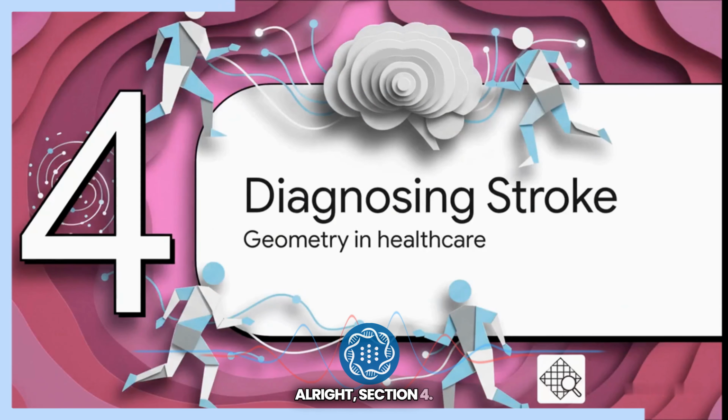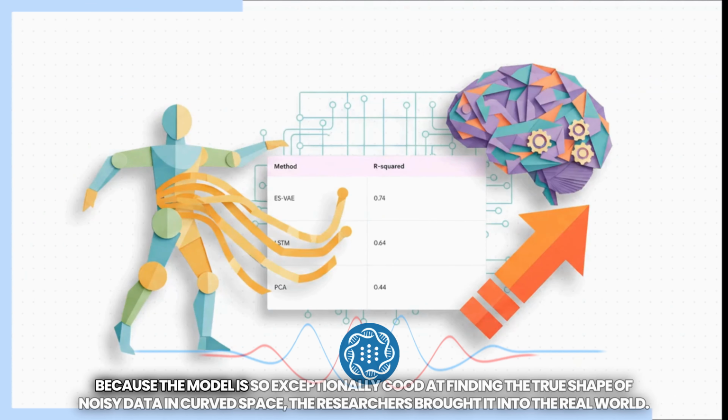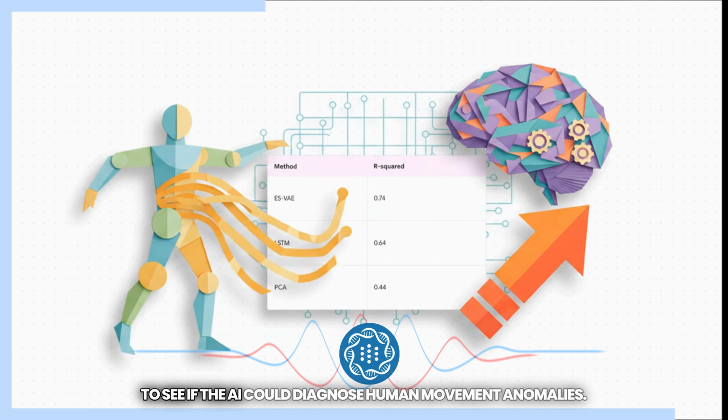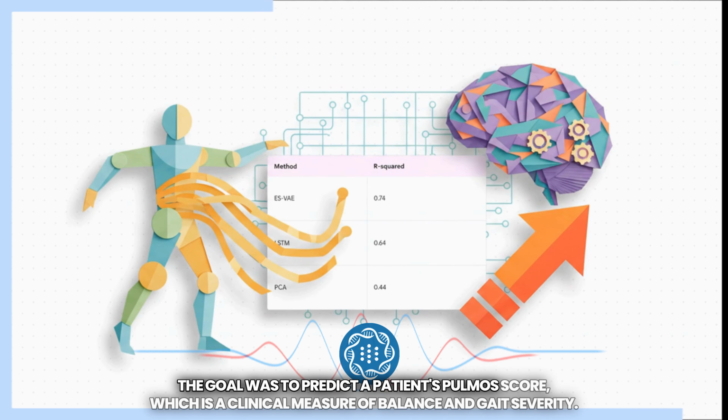All right, Section 4, Diagnosing Stroke Through Geometry. Because the model is so exceptionally good at finding the true shape of noisy data in curved space, the researchers brought it into the real world. They analyzed a clinical dataset of 155 participants, a mix of healthy individuals and stroke survivors, to see if the AI could diagnose human movement anomalies. The goal was to predict a patient's PULMA score, which is a clinical measure of balance and gait severity.